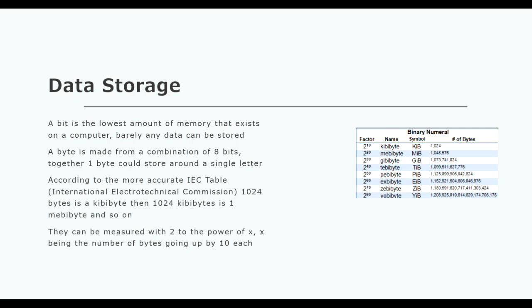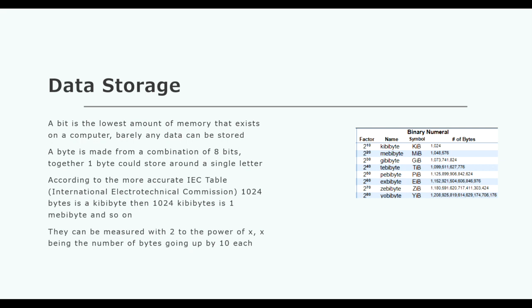That's it. According to the more accurate IEC table, International Electrotechnical Commission, 1024 bytes is a kilobyte, and then 1024 kilobytes is 1 megabyte, and so on and so forth. Now, you often might see another table where it goes up in the thousands. It may look simpler to you, but they just rounded it. So we normally use the IEC table when we want to get our exact values. I wanted to introduce it to you, or you might get confused like I did when I was first introduced to the simpler table, rather than the IEC table at first.